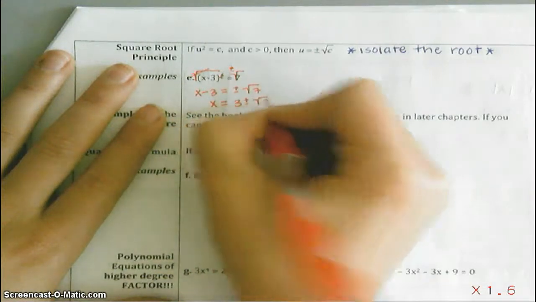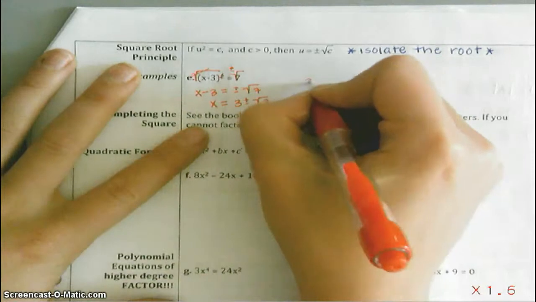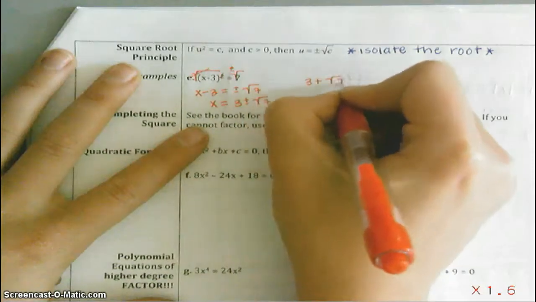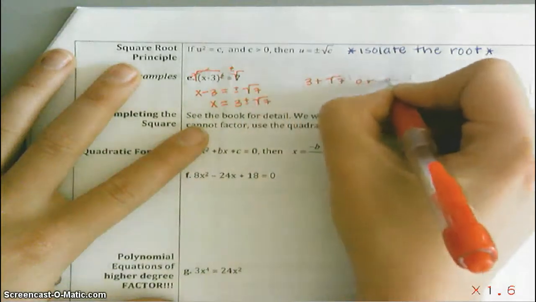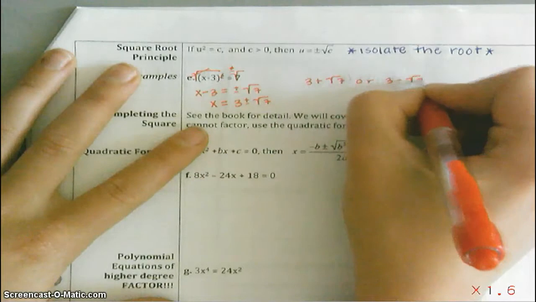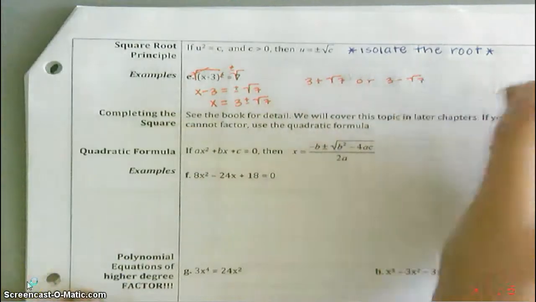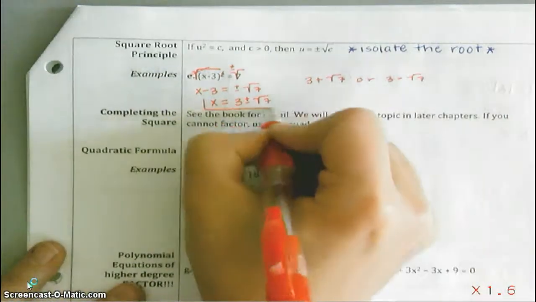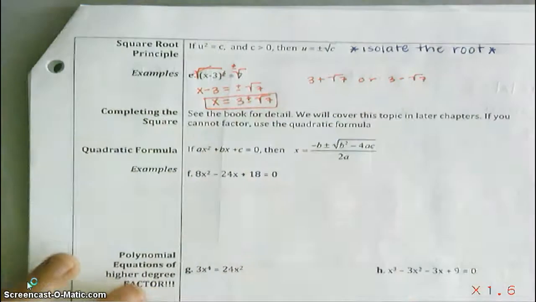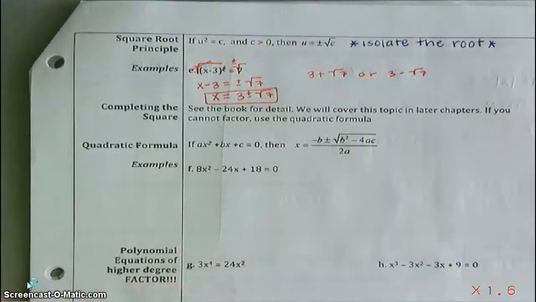Keep in mind this is two answers. One of them is going to be 3 plus the square root of 7, and the other is going to be 3 minus the square root of 7, which will be two separate numbers. But you can leave them all together. So that's the square root principle. That one's pretty quick. Completing the square, again, we're going to do that later.